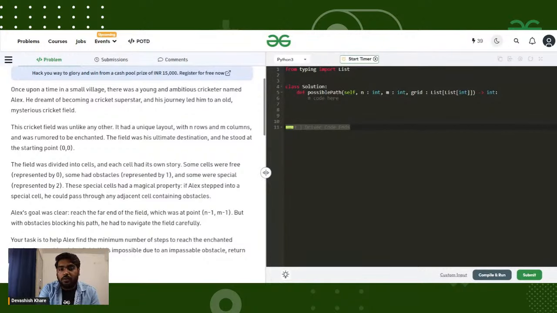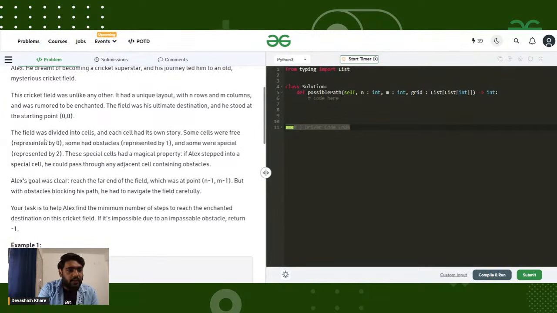It had a unique layout with N rows and M columns, and was rumored to be enchanted. The field was his ultimate destination, and he stood at the starting point, which is 0,0. The field was divided into cells, and each cell had its own story.